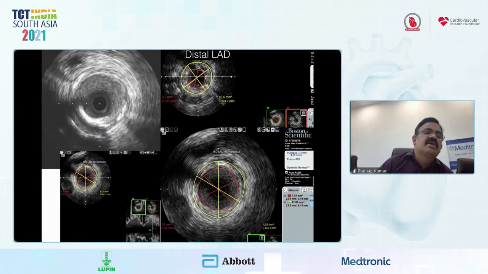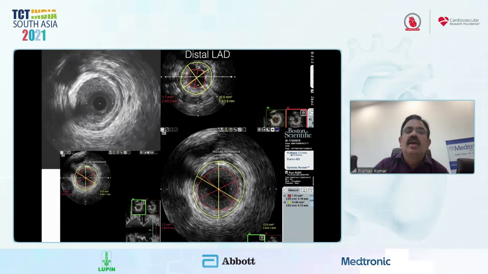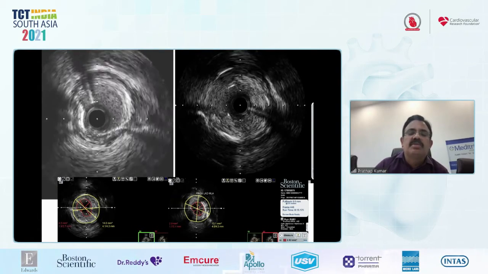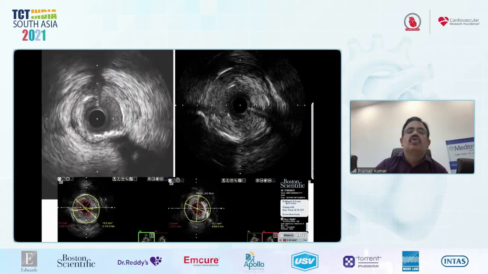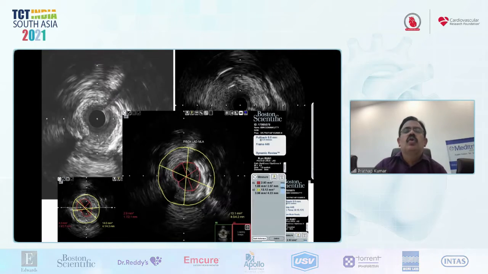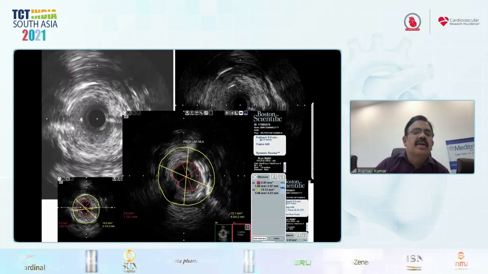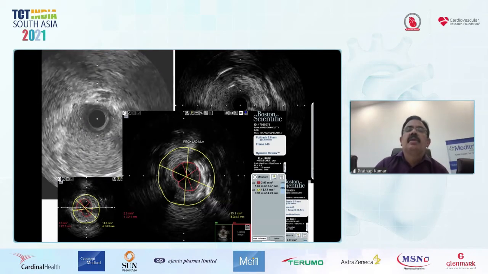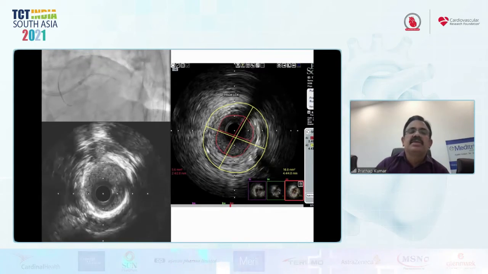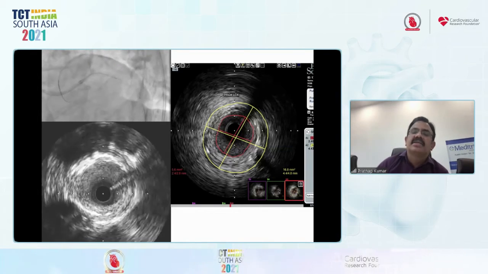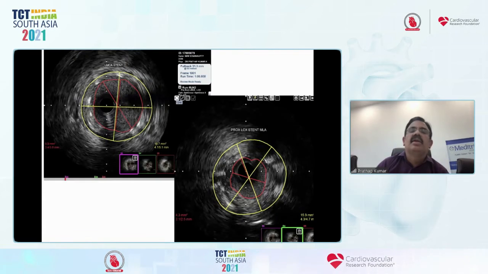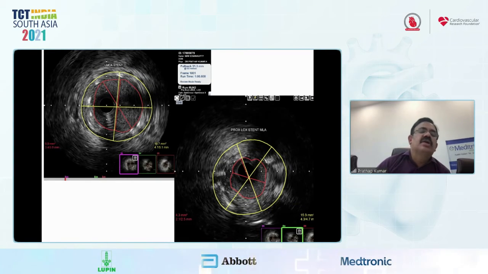And the mid circumflex area is 7.2. But actually you can see that the ostial part, the very proximal part, is very tight, which is only 2.8 millimeters square. So 4.2 in the ostial part, 2.8 in the mid part. So the proximal circumflex also has a real ISR, where the luminal area is 5.6, but there is luminal loss. So the LMCA stent is actually 9.9.